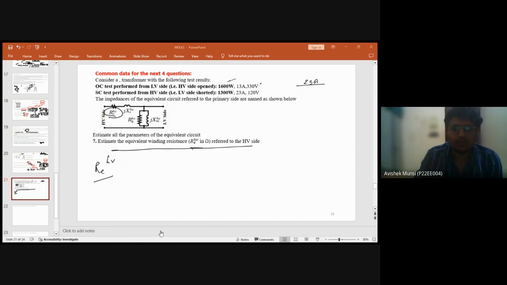Rajini asks why the wattmeter is connected in series. Can you unmute and ask me what your query is?